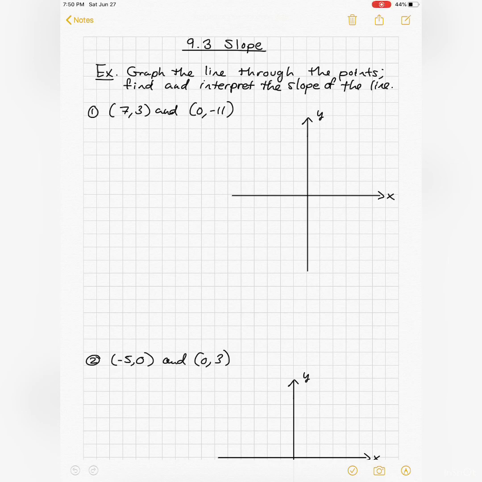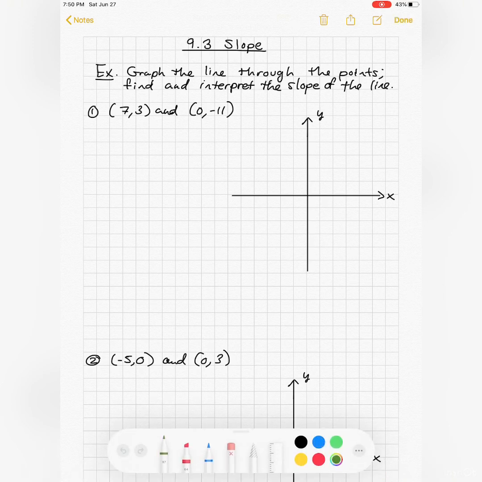Continuing on with the discussion on lines, 9.3 is specifically looking at the concept of slope, or in other words, the steepness of the line. Does it rise or fall, and how steep is it? So, thinking about the slope, thinking about the steepness of the line.